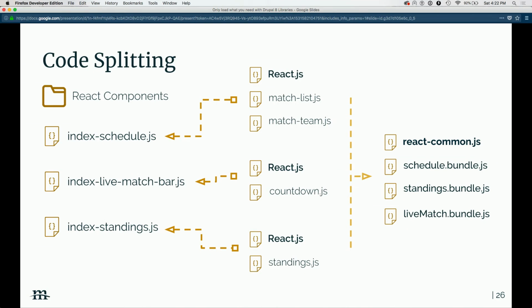It sure would be awesome if we're not compiling React into every single one of these, and we were able to separate out the commonly used code into its own bundle and then use Drupal to load that. So this is kind of what we want, right? We want the common React stuff, like React DOM and all this library stuff, as well as just the stuff that's in schedule, just the stuff that's in standings, and just the stuff that's in live match. Man, that sure would be awesome.